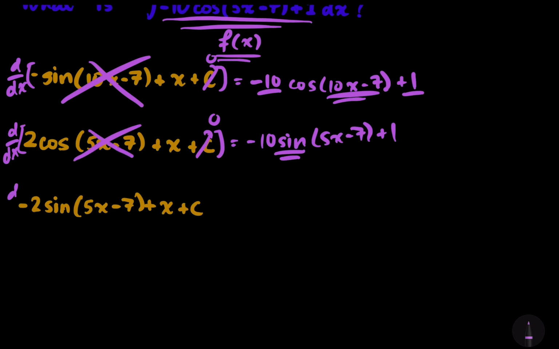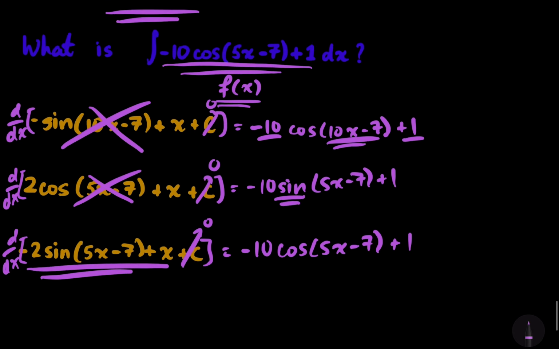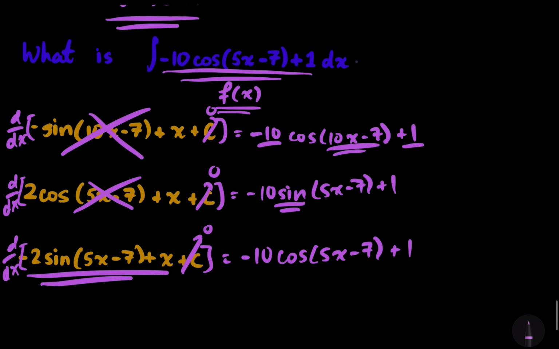And then finally, process of elimination: this one should work, but let's verify that. We take the derivative, and this plus c goes to 0. Using the chain rule in your head, you should end up with negative 10 cosine of 5x minus 7 plus 1. So we know that this is the correct expression. We can write this down: it is equal to negative 2 sine of 5x minus 7 plus x, and of course we can't forget the plus c, and that would be your final answer.